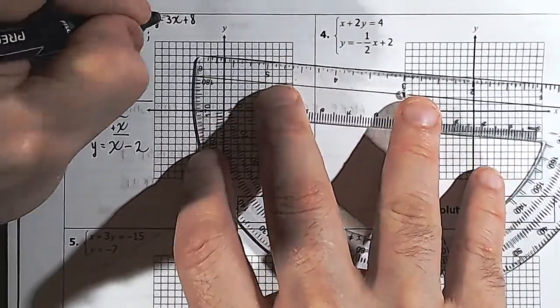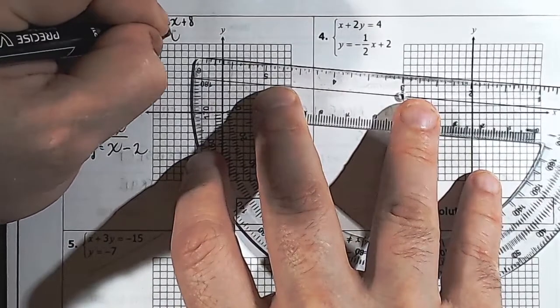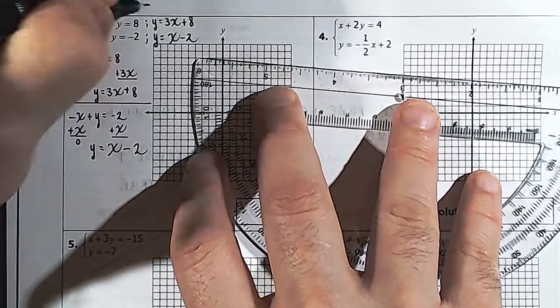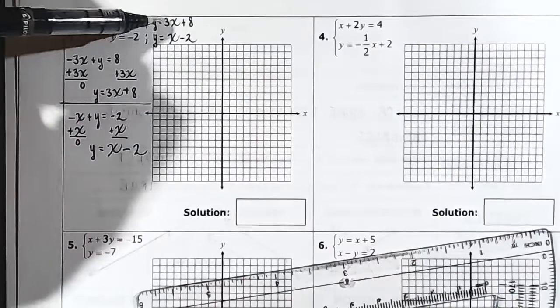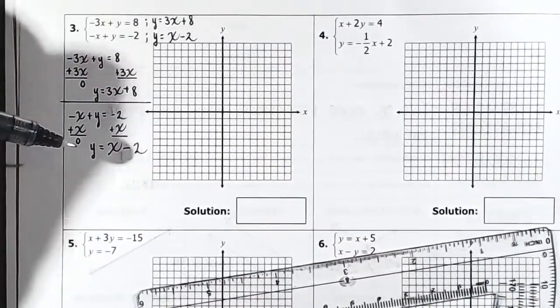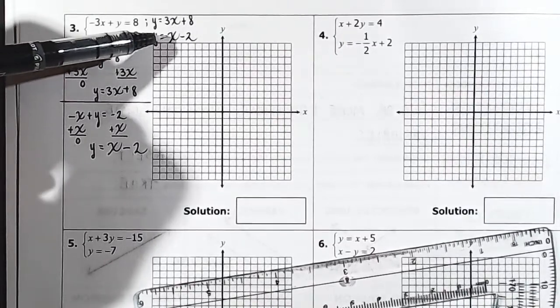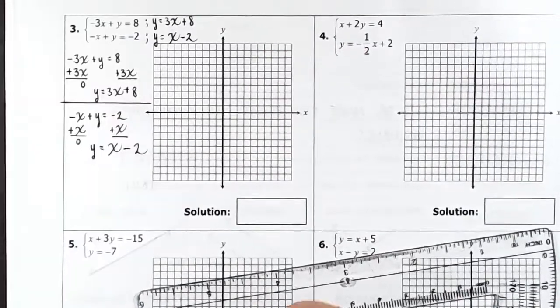The second equation is y equals x minus 2. So notice first that we have two positively sloped lines. Okay, so both of these are going to be positive. We know they're not parallel because they have different slopes. This one has a slope of 3.